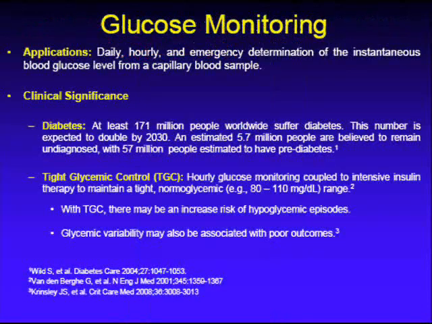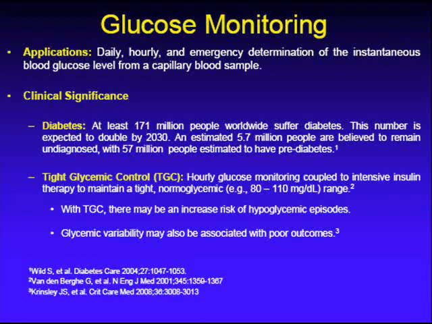This slide shows the benefits of glucose monitoring. The applications of glucose biosensors include daily, hourly, and emergency determination of the instantaneous blood glucose level from a blood sample. This may include a capillary source, arterial, or venous sources, which are the predominant method of glucose testing in critical care patients. The clinical significance, of course, at least from a global perspective, revolves around the issue of diabetes.